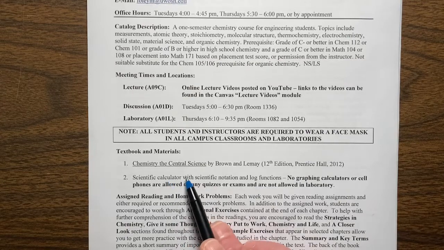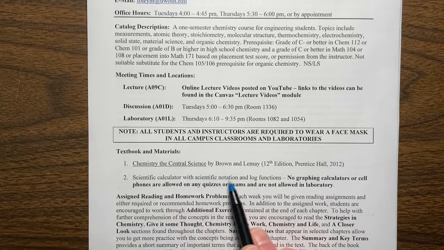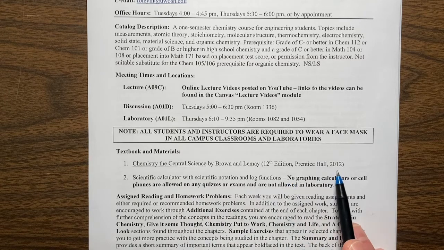The textbook is the same one we've used for many years. It's a good textbook. It's called Chemistry, the Central Science, 12th edition. Should be in the bookstore. You can maybe buy it or rent it from Amazon.com.